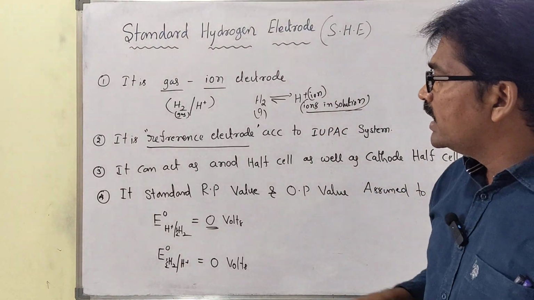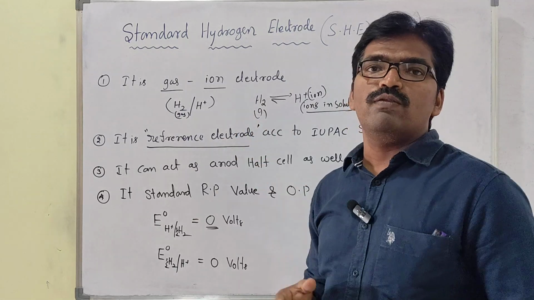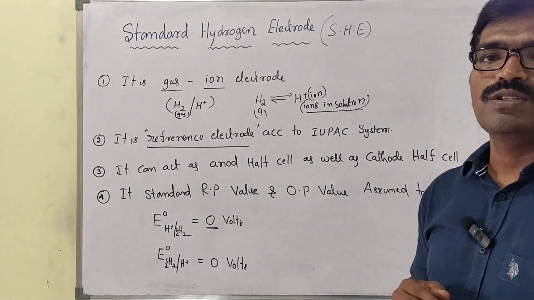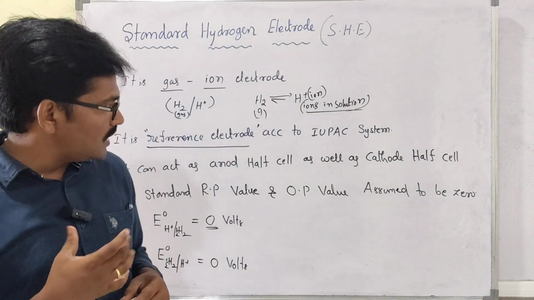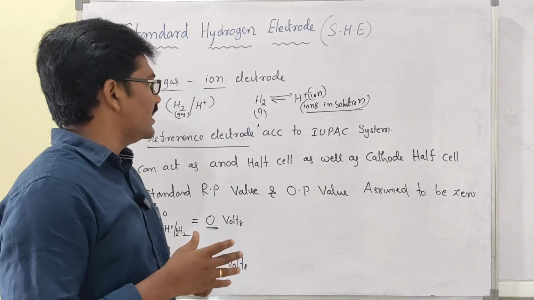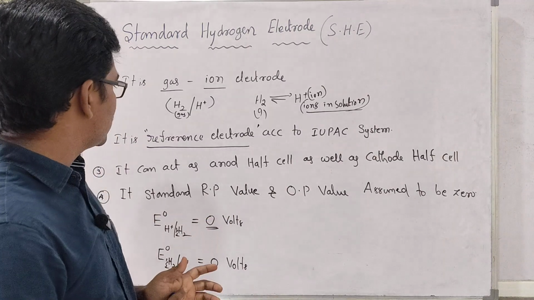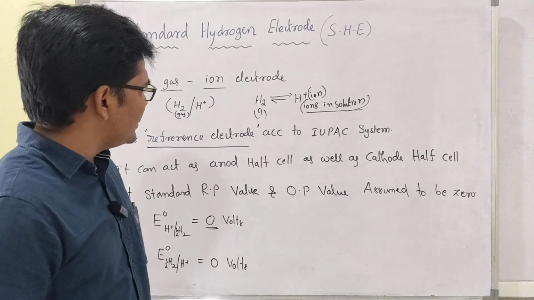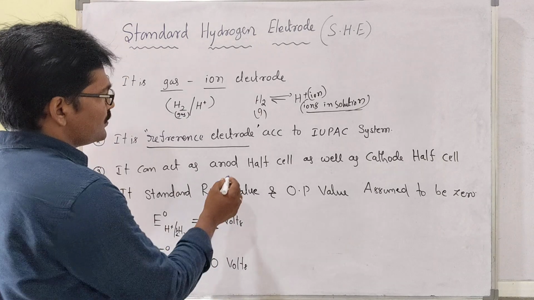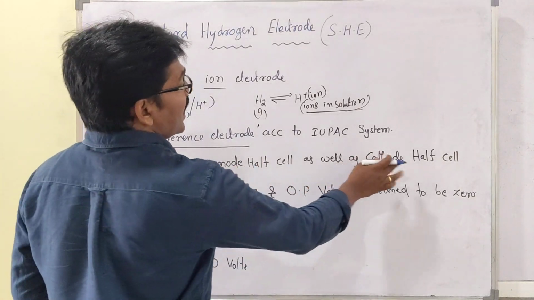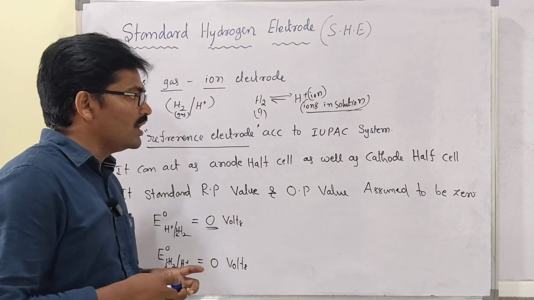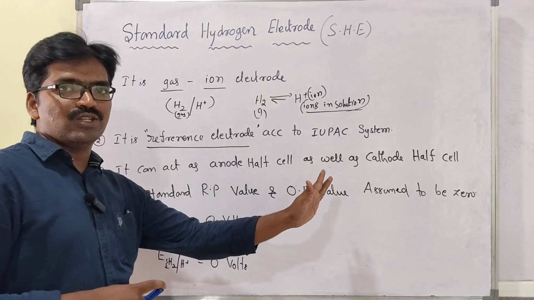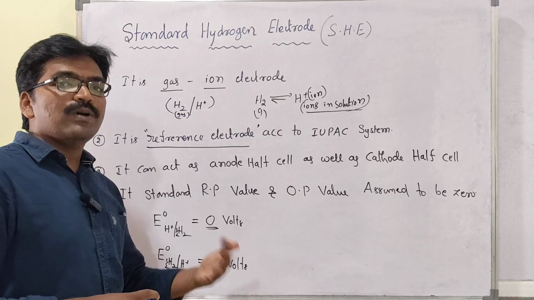Then one more, it acts as a reference electrode for all the electrodes to find out the remaining electrode potential values. Next, it can act as the anode of a cell as well as the cathode of a cell. As the anode, oxidation takes place; as the cathode, reduction takes place. So it depends upon the metal.